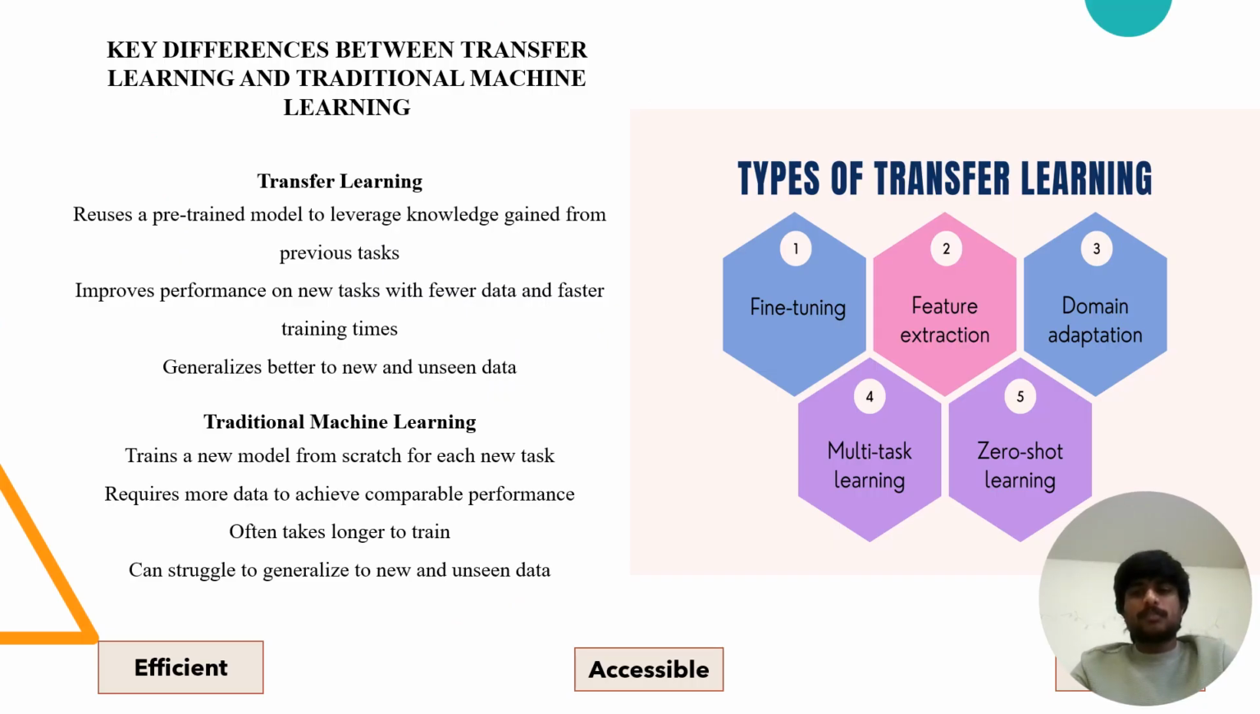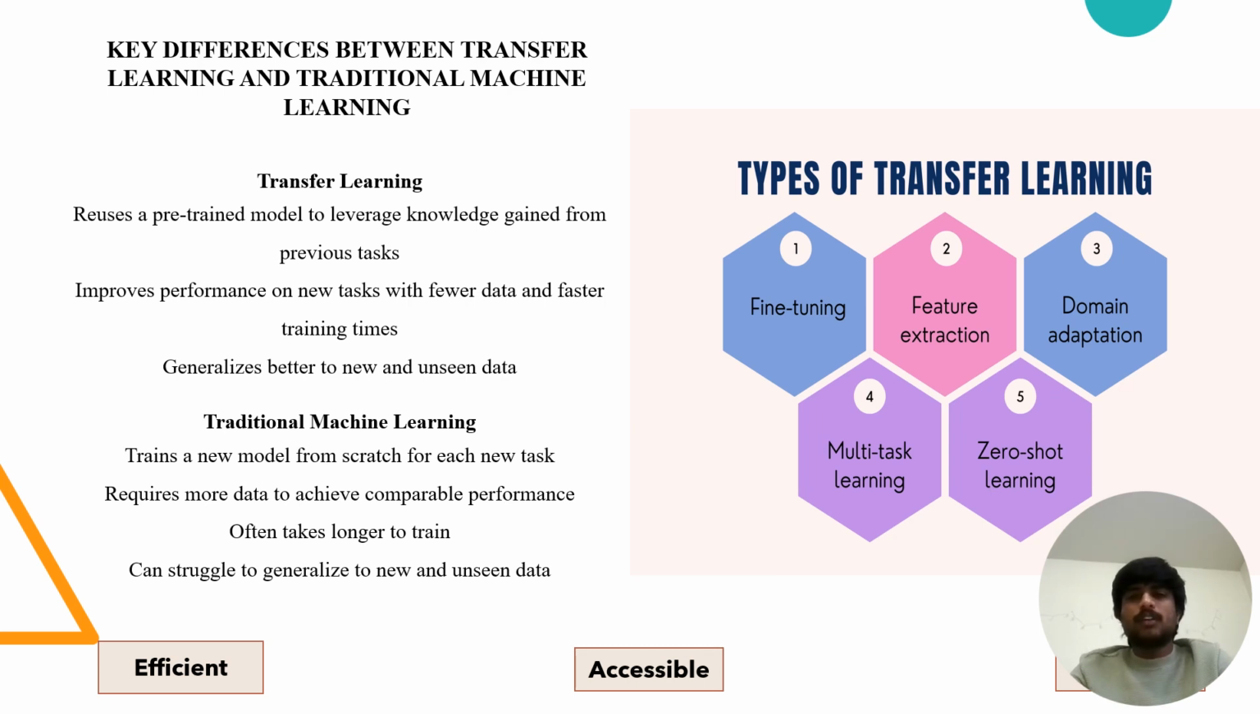So what are the main differences between transfer learning and traditional machine learning techniques? Transfer learning uses a pre-trained model to leverage knowledge from a previous task, whereas in traditional machine learning techniques, we start from scratch. Transfer learning also takes less time to process the data, and training times are a little faster than traditional machine learning techniques. In transfer learning, we generalize better to new and unseen data, whereas traditional techniques can struggle to generalize to new and unseen data. Overall, I can say that transfer learning is efficient, effective, and accessible to a wide range of users.